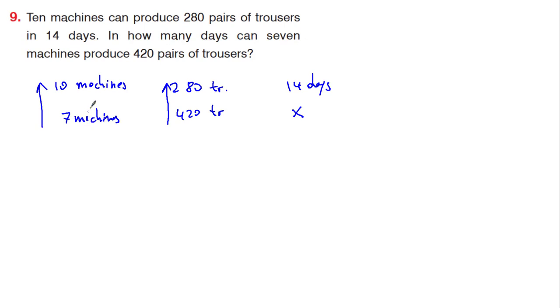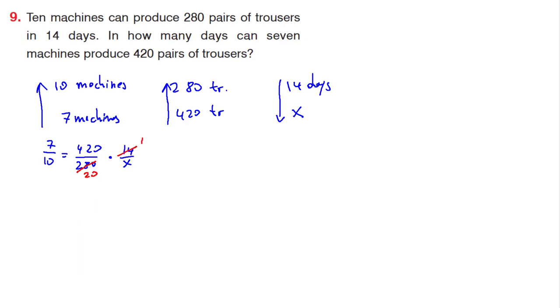Then, increasing the number of machines that work. If we are producing some trousers, will that decrease the number of days needed to produce those trousers or increase it? Increasing machines results in less time needed. So 7 over 10 is 420 over 280 times 14 over x. The rest is trying to simplify, and for example, here we can simplify by 14. You get 1 over 20.